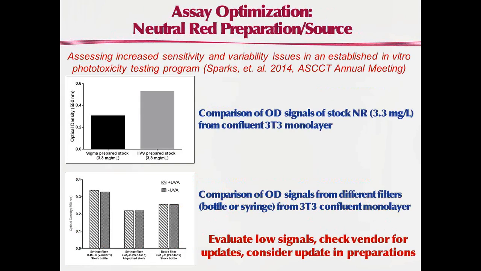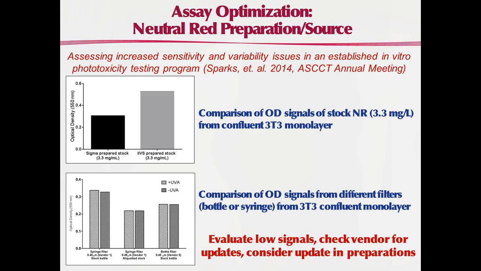In addition to occasional crystallization events, we also started to notice declines in optical density signals when we received a new lot of Nutri-Red. We initially noticed the problem too when we had seen precipitation in that particular lot of Nutri-Red stock. So what we wanted to do was see if we could prepare our own stock here and then compare that signal to the previous signal that we got.